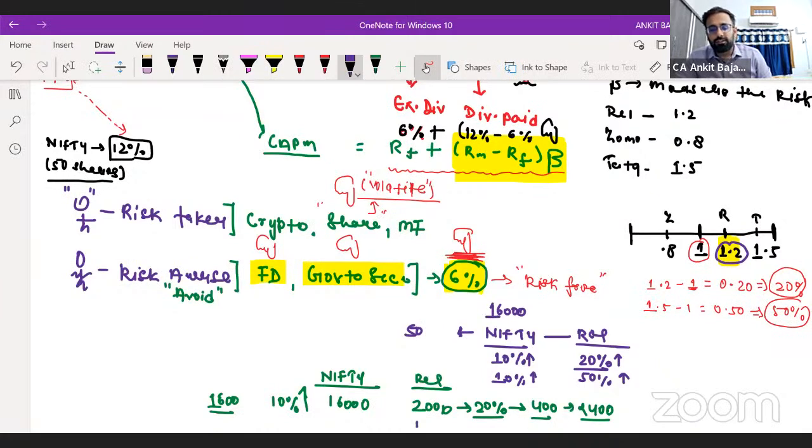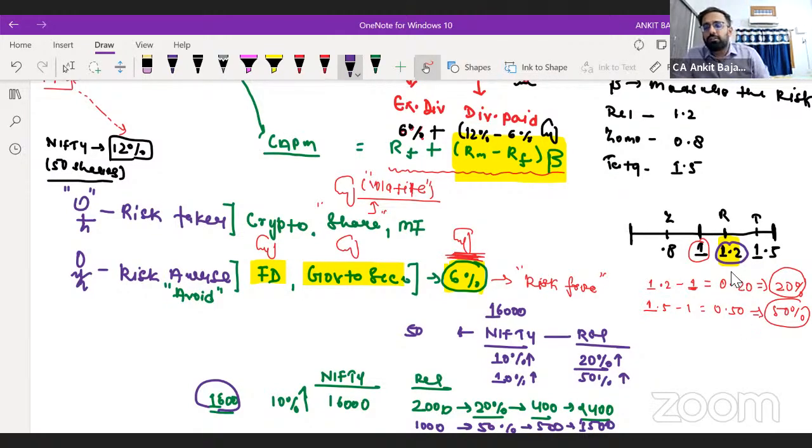So let's suppose the share price of Tata is 1000, right? And Nifty is going up by 10%, so the share price of Tata will go up by 500 rupees, 50% of 1000, and here you will be getting the value that is 1500. Are you able to understand?